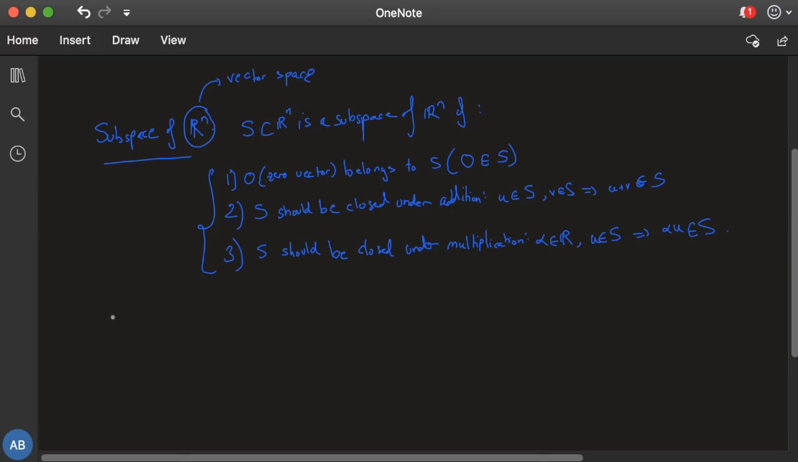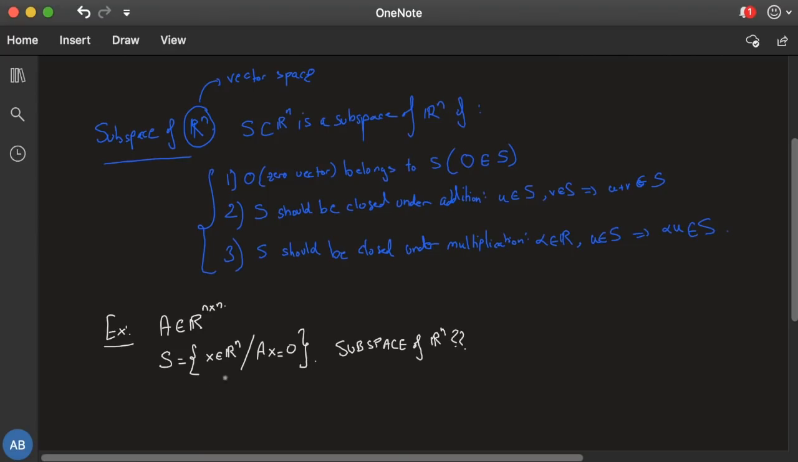Now, let's give an example about subspaces. Let's say I've got an n by n matrix, and I'm interested in the set S of all vectors x in Rn containing all trivial and non-trivial solutions of the homogeneous system Ax equals 0. Now the question is, is S a subspace of Rn? Let's find out. First, does the 0 vector fall inside S? Well, 0 is in Rn, and A times 0 equals 0. So 0 is actually a solution of Ax equals 0. Hence, 0 falls in S.